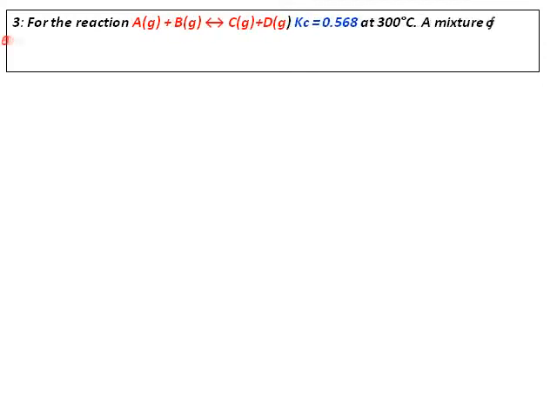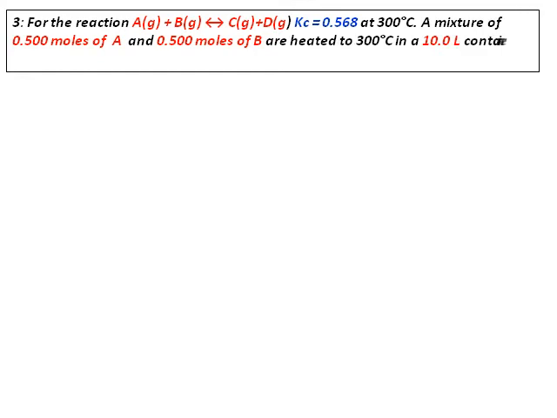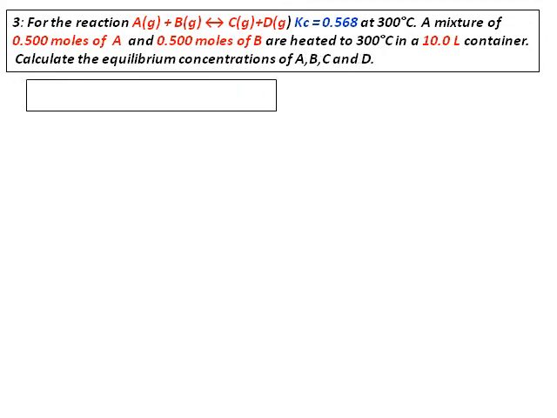So we will do one more question now. For the reaction A plus B giving you C and D, Kc is 0.568 at 300 degrees Celsius. A mixture of 0.500 moles of A and 0.500 moles of B are heated to 300 degrees Celsius in a 10.0 liter container. Calculate the equilibrium concentrations of A, B, C and D.